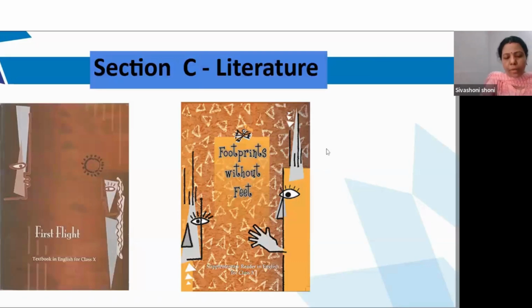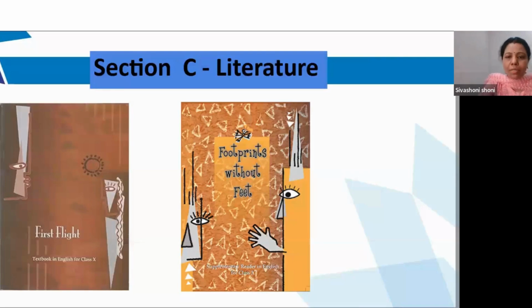So first I thought of starting with the literature section. I'm not going section-wise, that is, starting from section A. We are going backwards. One reason is that the maximum weightage of the paper is from literature, that is 40 marks, right? I feel this would be a better thing to start with.